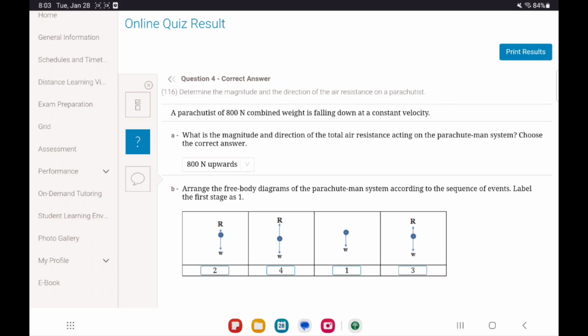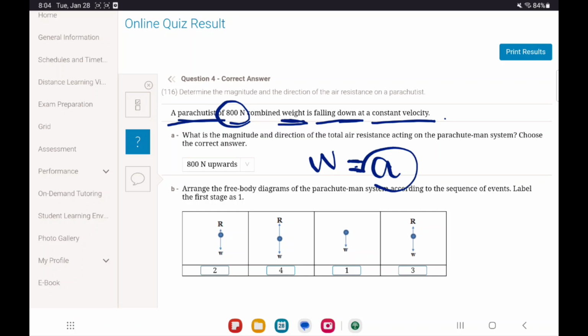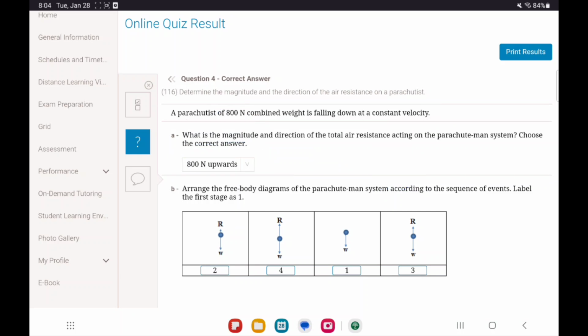Okay, here is also constant velocity falling down from a parachute. That all means terminal velocity. Okay, we know at terminal velocity, weight is equal to air resistance. So here they're telling us that 800 newtons is the weight. So the air resistance is also 800. But we know they also want the direction. We know the direction of weight is down, and the air resistance is opposite to it, so it's 800 newtons upwards, okay?